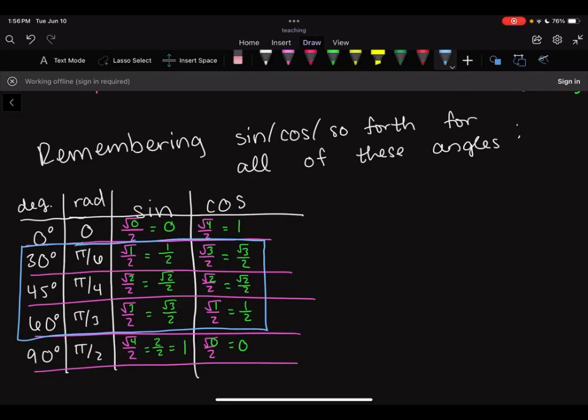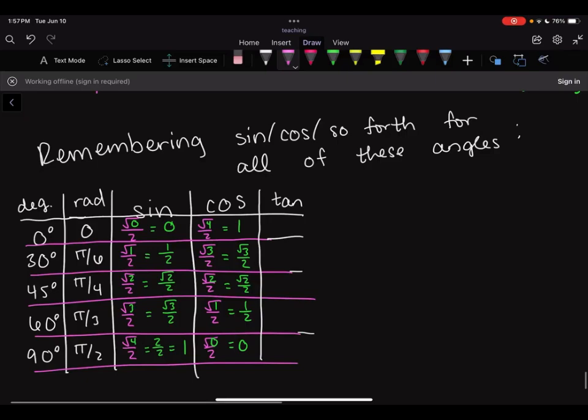If you want to add tangent to this, you can as well. You could put any of them really, but I usually just focus on sine and cosine. But tangent is sine over cosine. So this would be 0 over 1, so just 0. This would be 1 over 2 over root 3 over 2. That's 1 over root 3. So I'm just taking sine over cosine. This would be 1. This would be square root of 3. And this one is undefined.